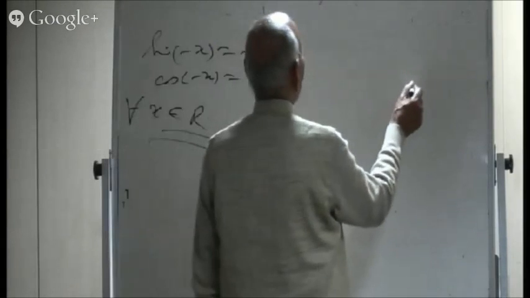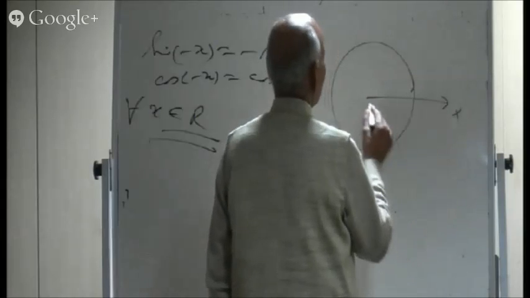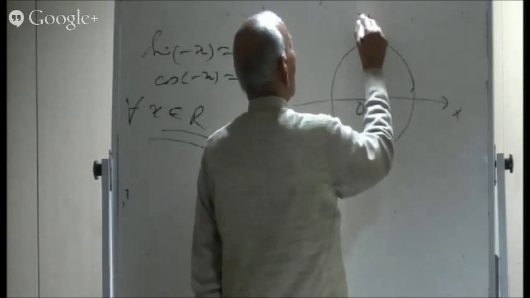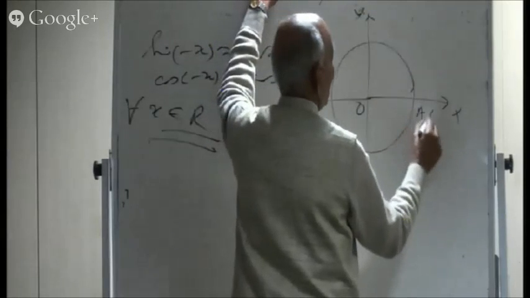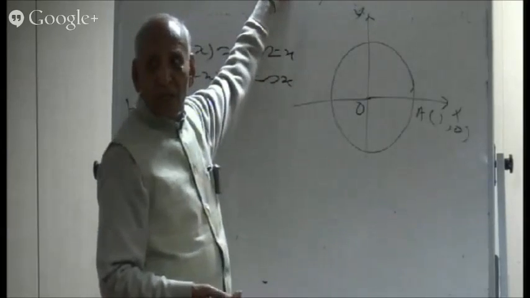So here is your unit circle. These are the x-axis and y-axis. This is the origin. This point, we know its coordinates are 1, 0. That much is known.